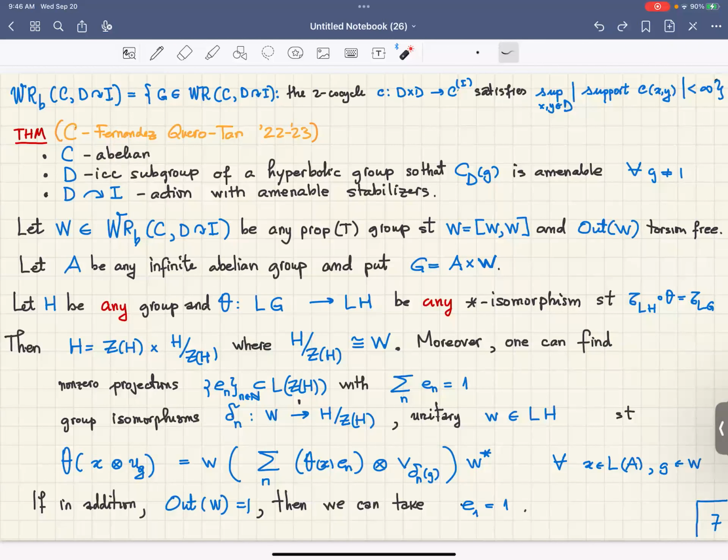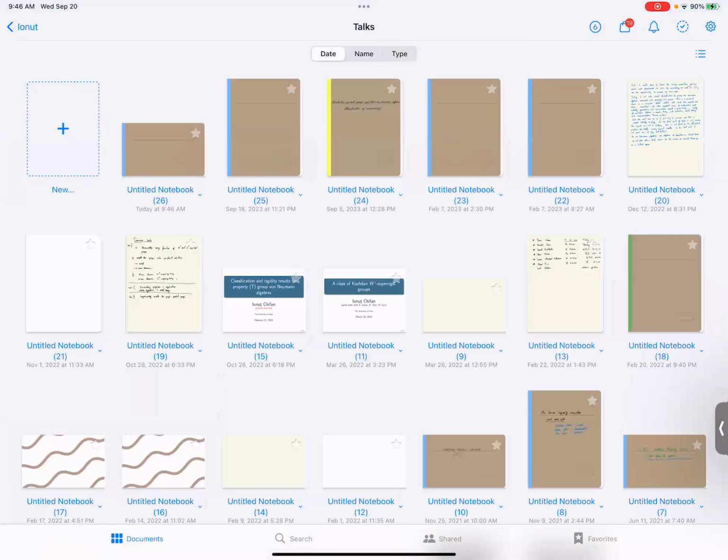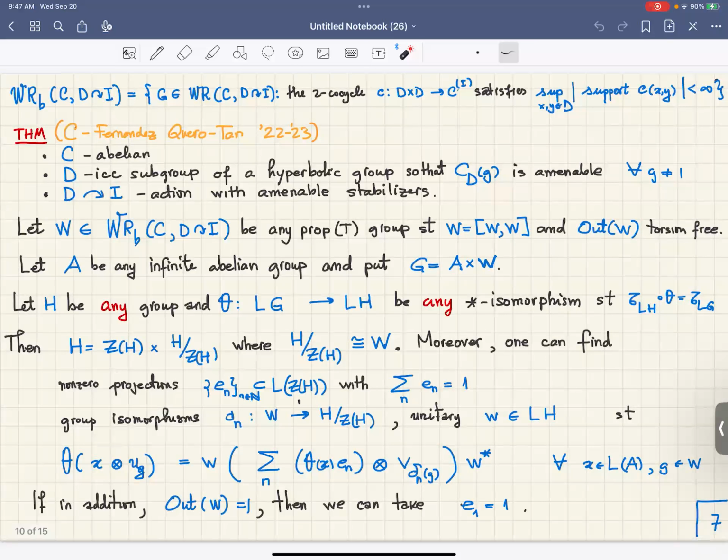And moreover, you can write the isomorphism down. In other words, and it's a little bit trickier than in the case when it's ICC, what needs to happen is that you can find a countable partition with projections in the center, so that you can write one as a sum of countably many orthogonal projections, and for each orthogonal projection you can find an isomorphism between W and this quotient, and a unitary, such that the isomorphism looks like this, right?